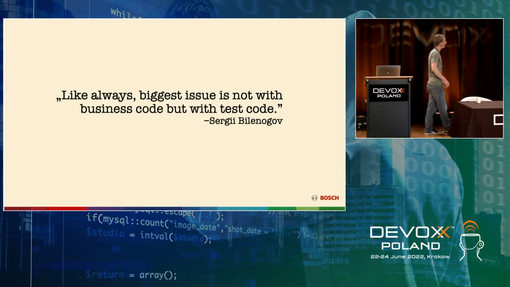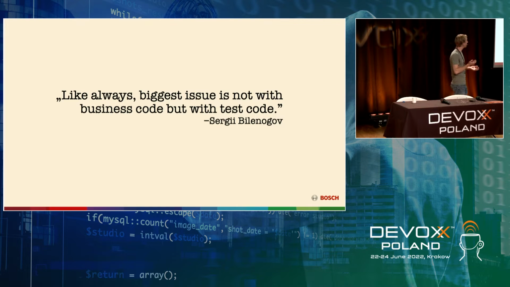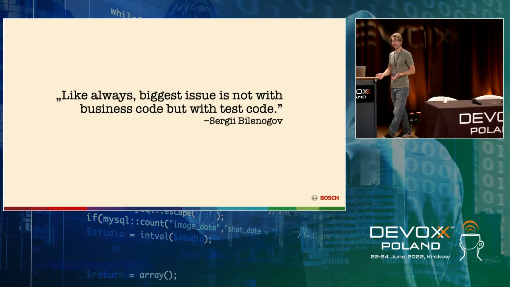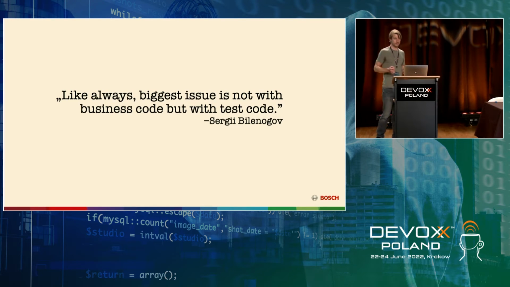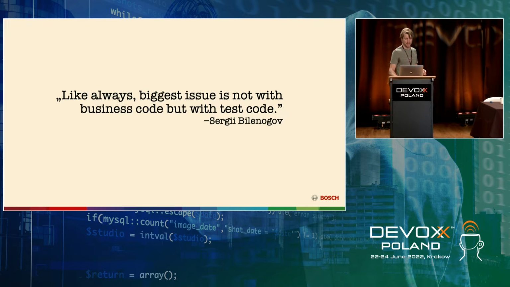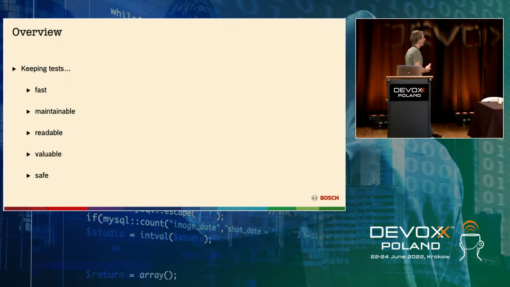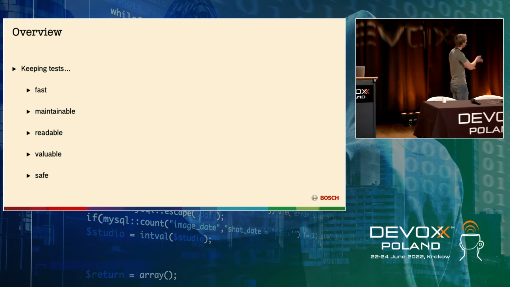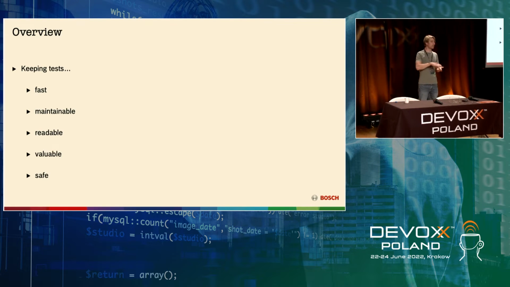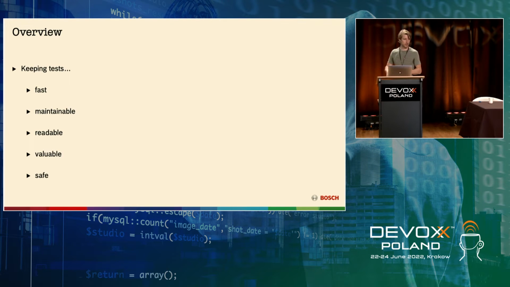A colleague of mine made this quote, which I really liked: like always, the biggest issue is not with business code, but with test code. And I think he's exactly right. It's usually easy for us to write the business code, but when it comes to writing test code, we often struggle. And so this is now going into the practical part. This is basically how it's structured. These are 5 big points that I'm going to talk about.